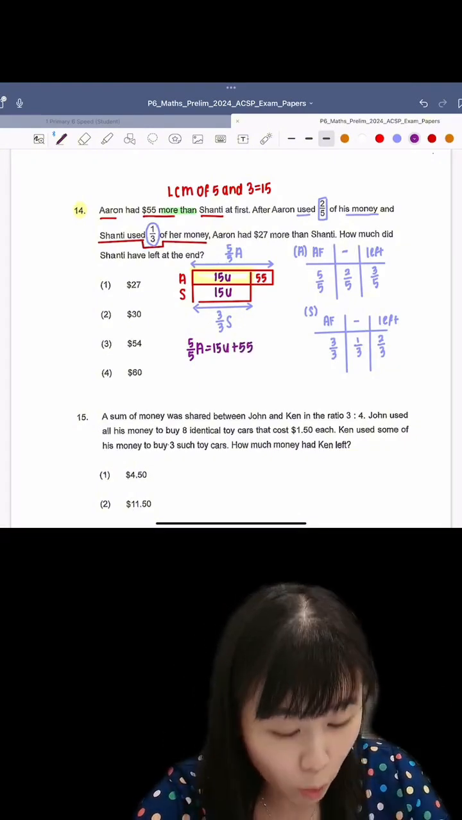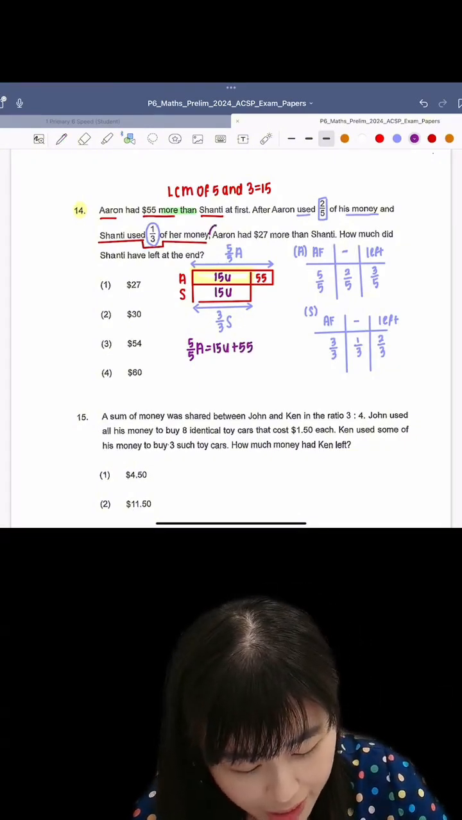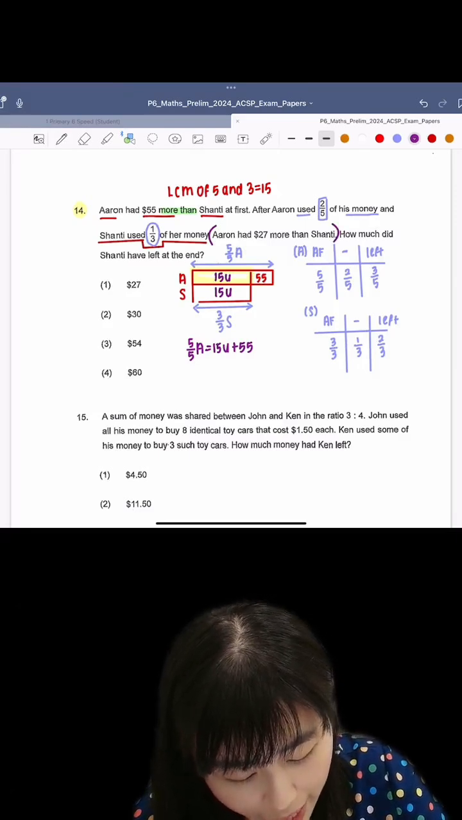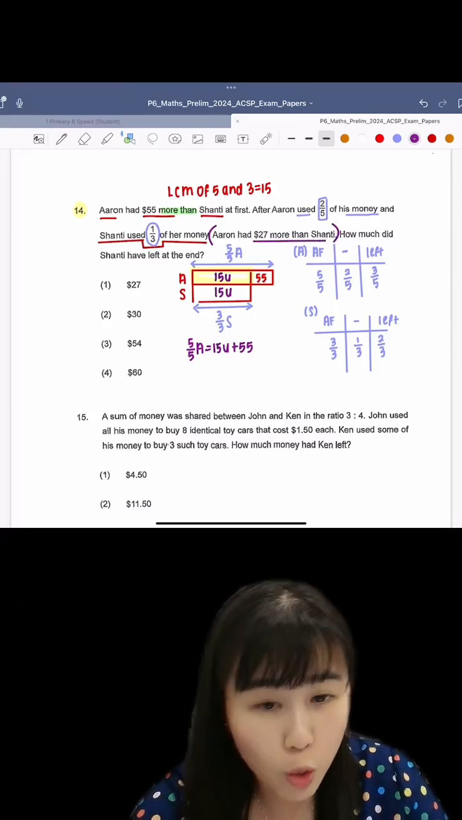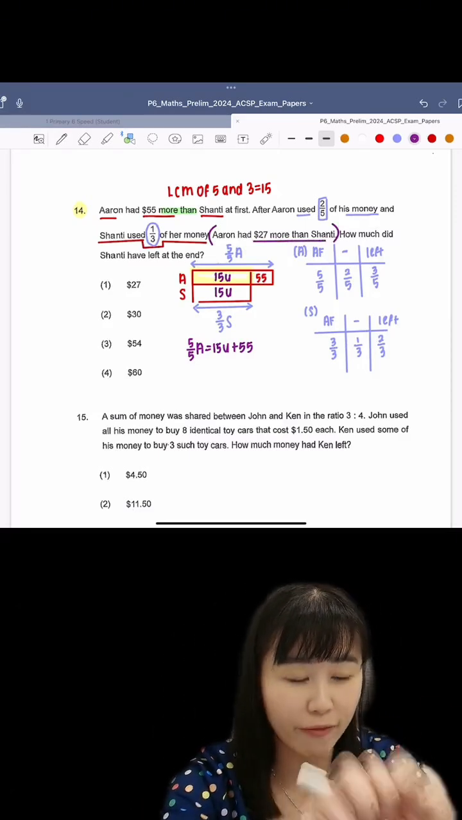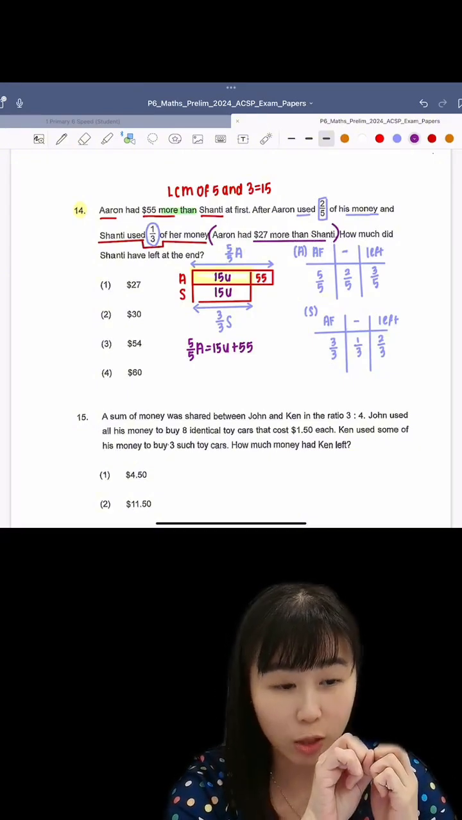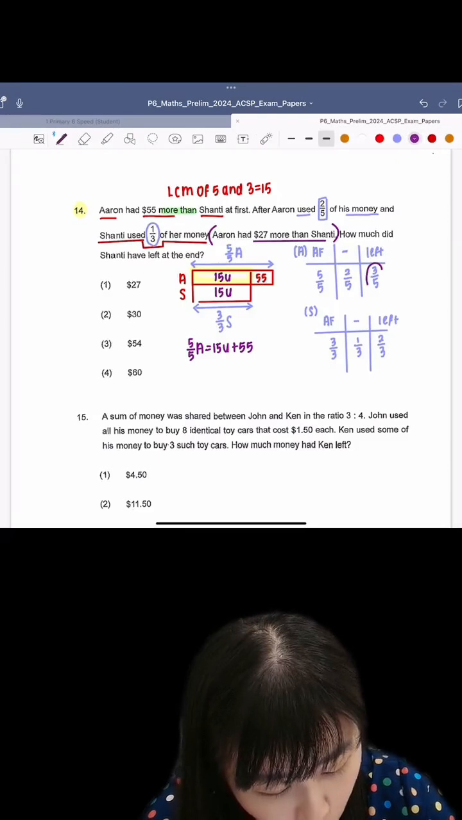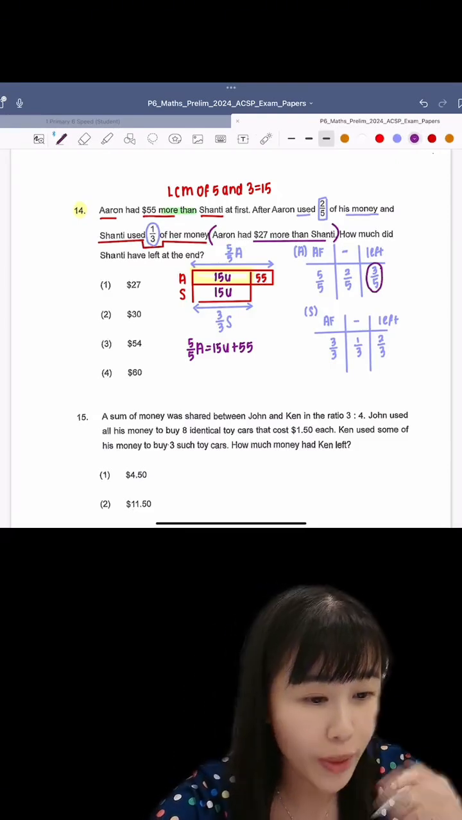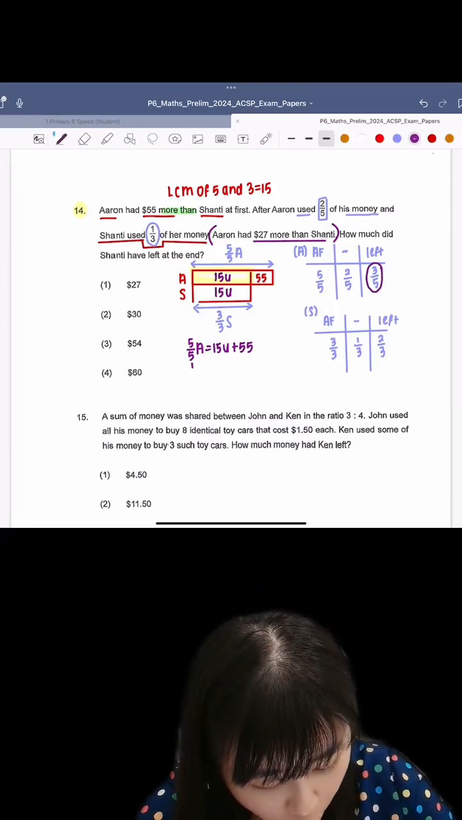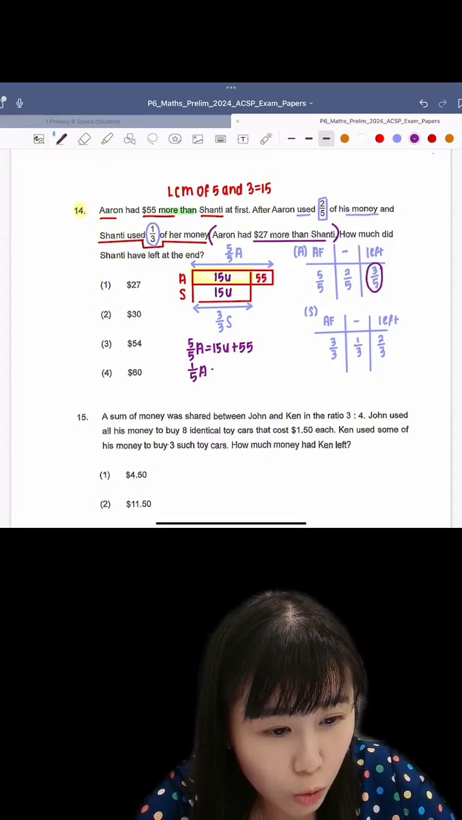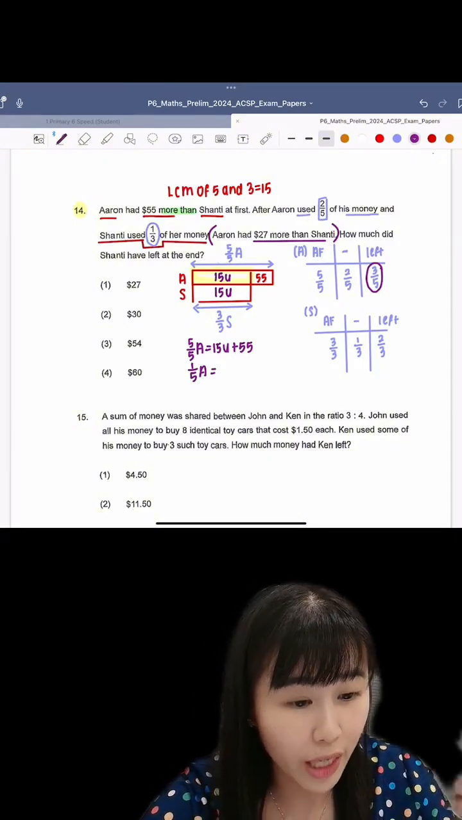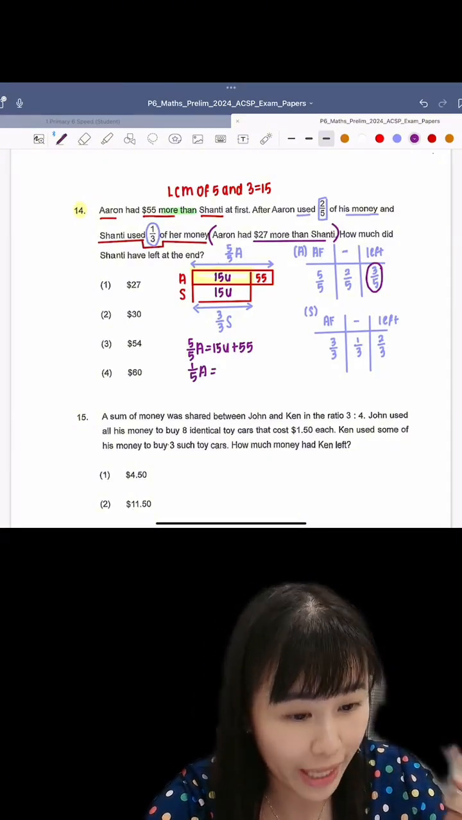What I want to do is this: what they give us is that in the end, Aaron has $27 more. So we want to go to the end and make use of the $27 clue. In the end, we know it's 3/5. To be able to go to 3/5, you need to find 1/5. Can you do a table? Can. In fact, there's another way: the table method also can.